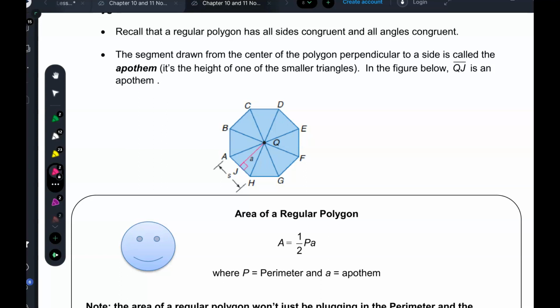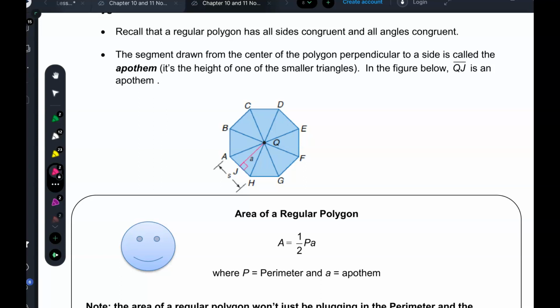Just find a triangle. Okay, here's an example. No, because here's the thing. All of these triangles are congruent to each other. So if I can just find the area of one triangle, can I just multiply? Yes, in a regular polygon.